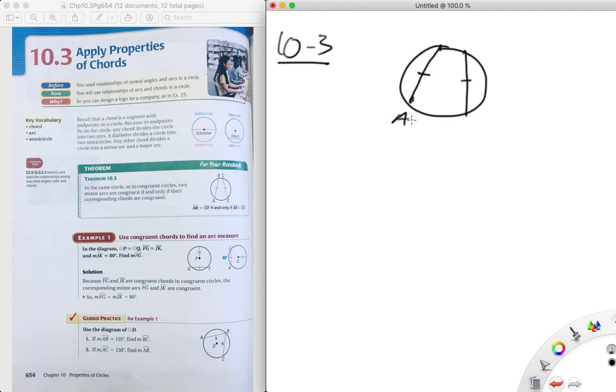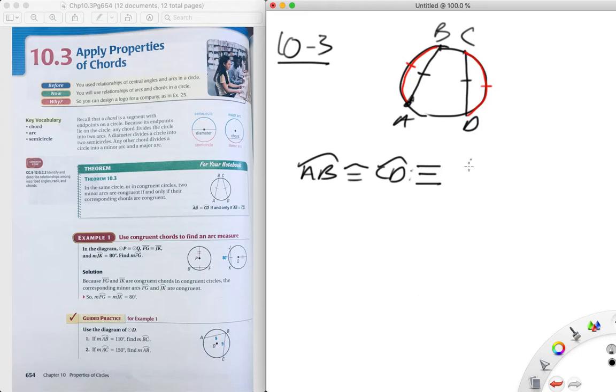So we have A and B. We have C and D. And we have their minor arcs. So this guy and this guy. All right. So this is what 10.3 says. If arc AB is congruent to arc CD, their arc, then I can say, oh, it's an if and only if. If and only if their chords are the same. So chord AB has to be congruent to chord CD. Okay.